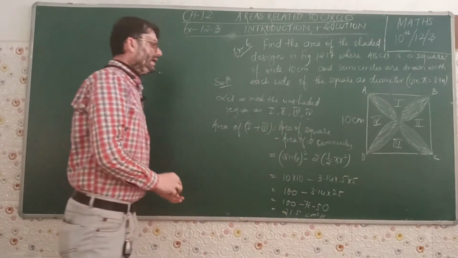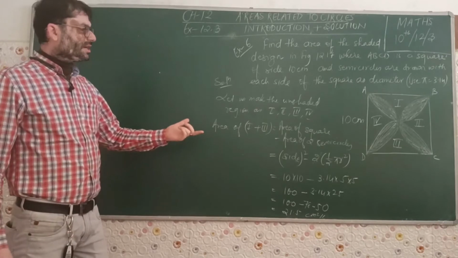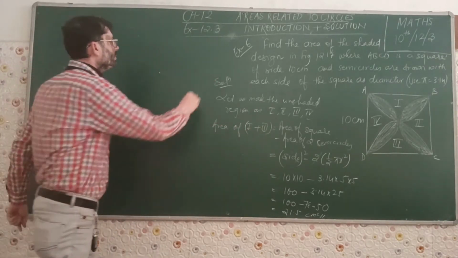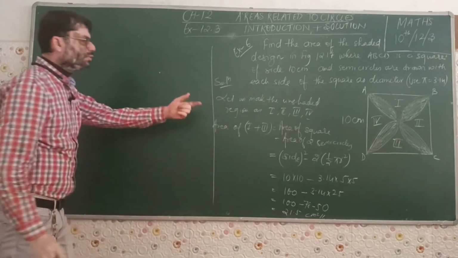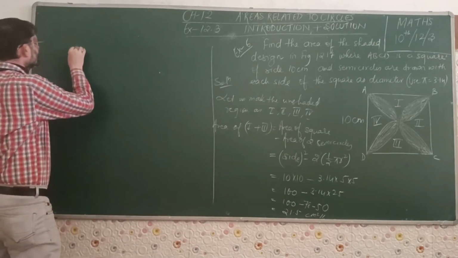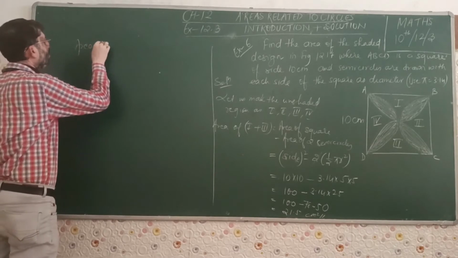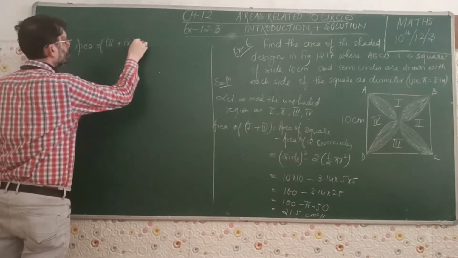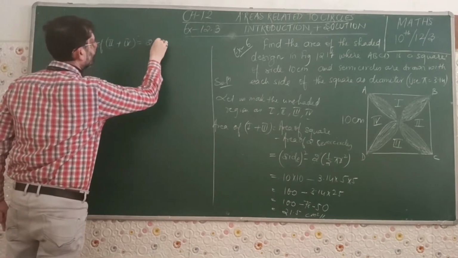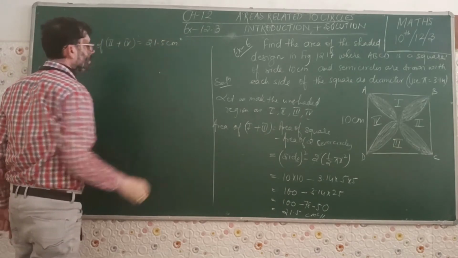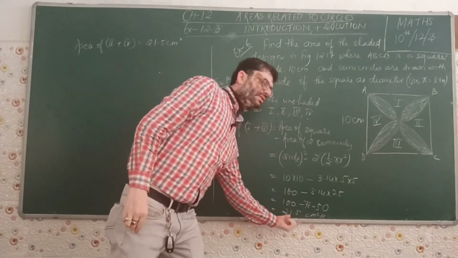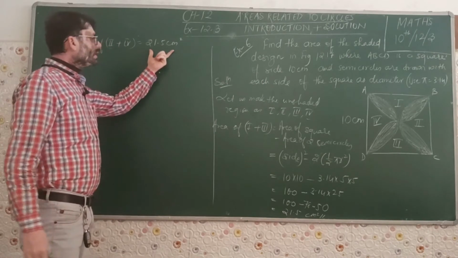This is the area of the unshaded region taken together as 1 and 3. Similarly, we will move on to unshaded regions 2 and 4. We will again get the same area. So the area of 2 plus 4 can also be taken as 21.5 centimeter square. So this is the area of 1 and 3 unshaded region, and this is the area of 2 and 4 unshaded region.